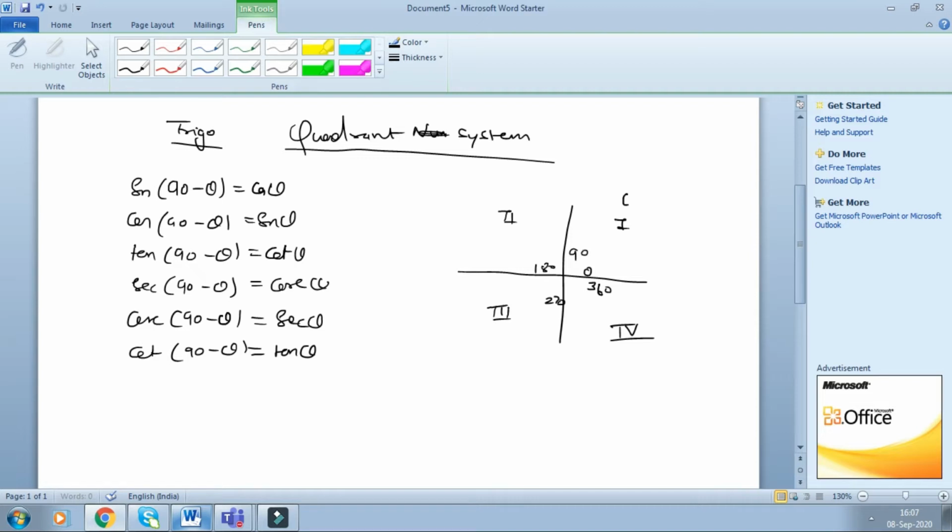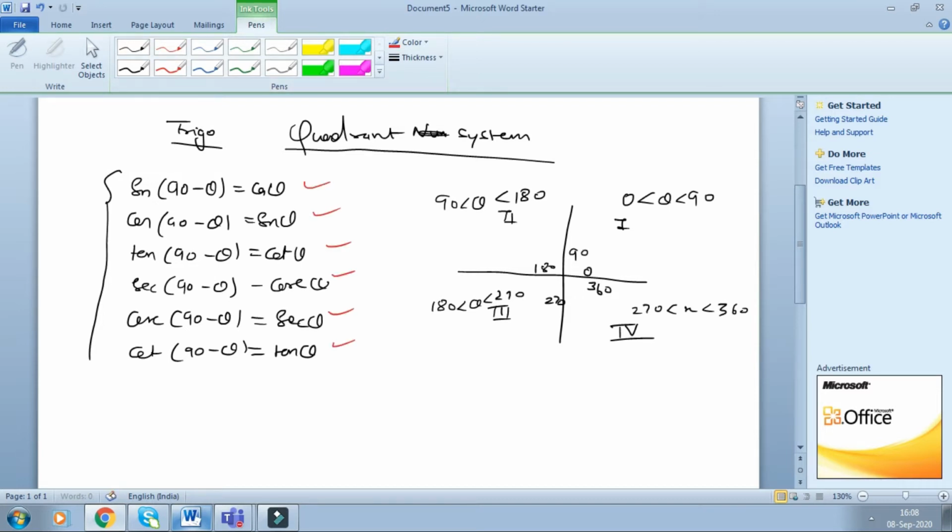The first quadrant is when theta is between 0 and 90, the second is when theta is between 90 and 180, the third is between 180 and 270, and similarly the fourth is between 270 and 360. So any theta which falls between 0 and 90, we will say it is in the first quadrant. Like these formulas that you already covered in the earlier class, these are all covered in the first quadrant. So that's why they all are positive.